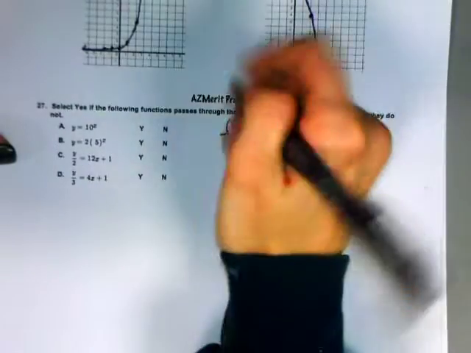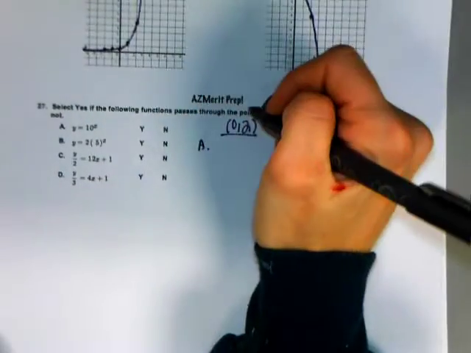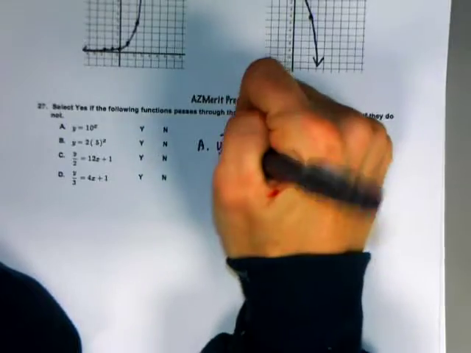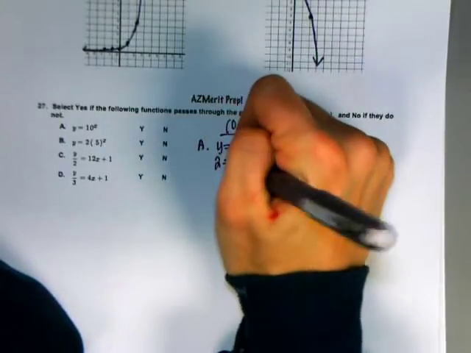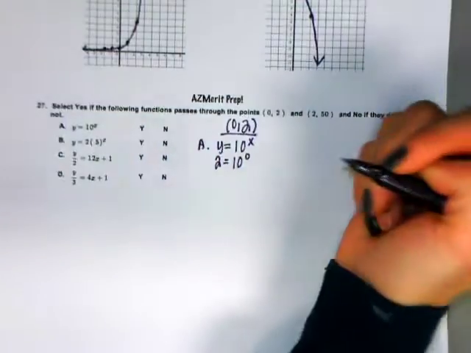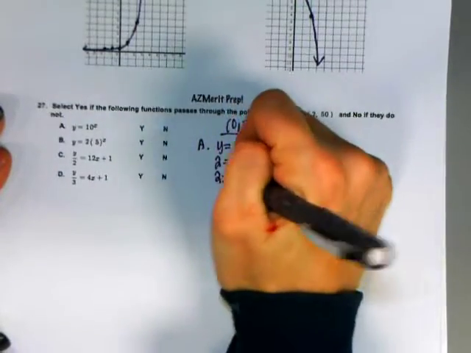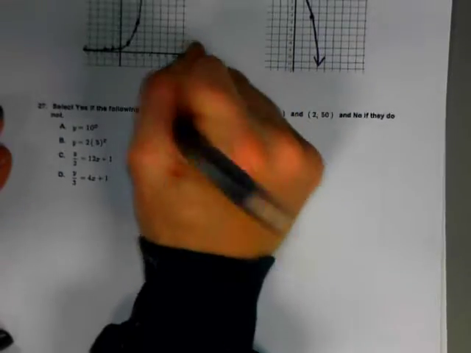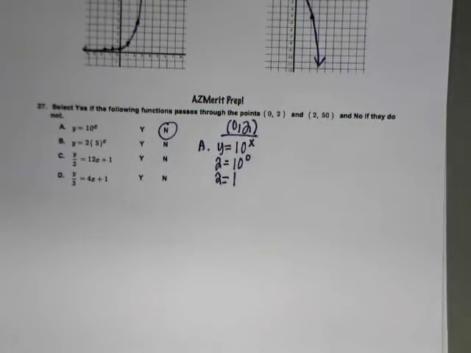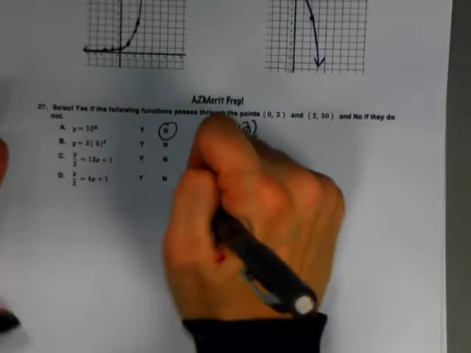Okay, so the first function is A, y equals 10 to the x power. So plug in the x and the y. So 2 equals 10 to the 0 power. What's 10 to the 0 power? 1, so does that work? No, right? So we're not even going to check the other point because it's not going to work.